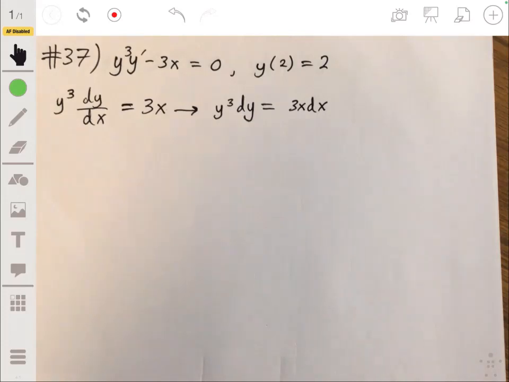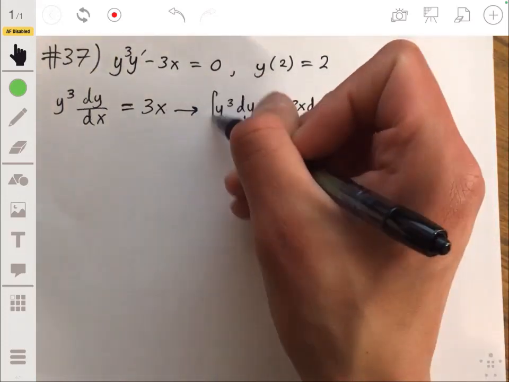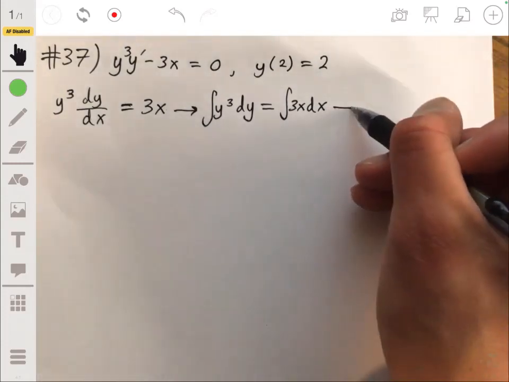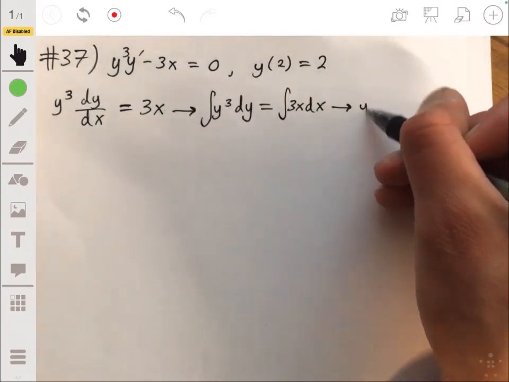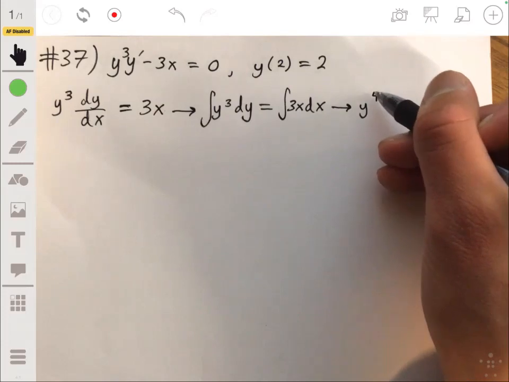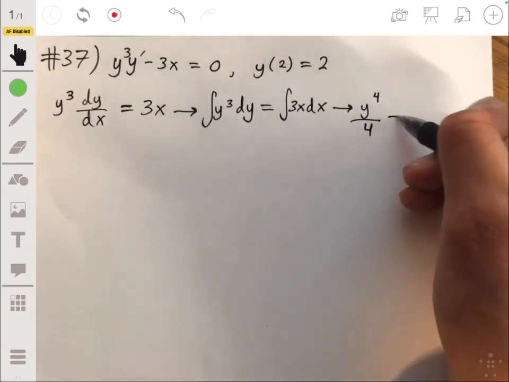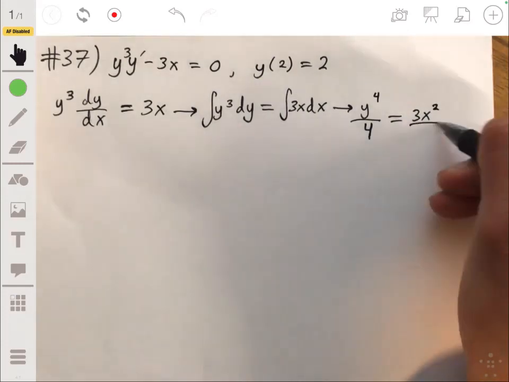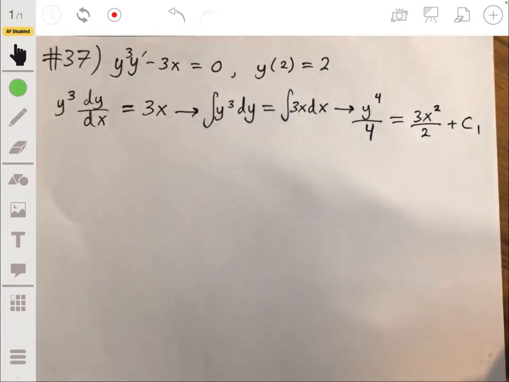Now that the variables are separated, we can integrate each side. And from here, we would get y to the fourth over 4, and that'll be equal to 3x squared over 2 plus c1.